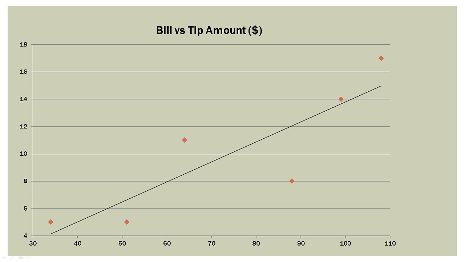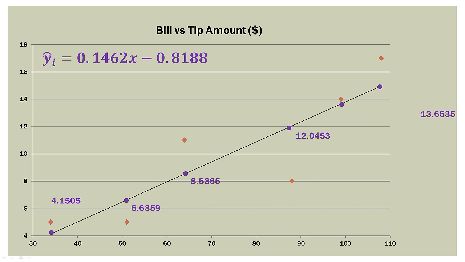So here is our data again. So the diamonds, the orange diamonds, represent our actual observed values for the tips that the waiter received. So here's our regression equation. Now, the purple dots are the predicted tip amounts for those meal amounts. And as you can see, they're not the same as what we observed. So for the first one, we had $4.15 that we would predict the tip to be. For the second one, we had a predicted value of $6.64 for a tip, and so on and so forth on up the graph.